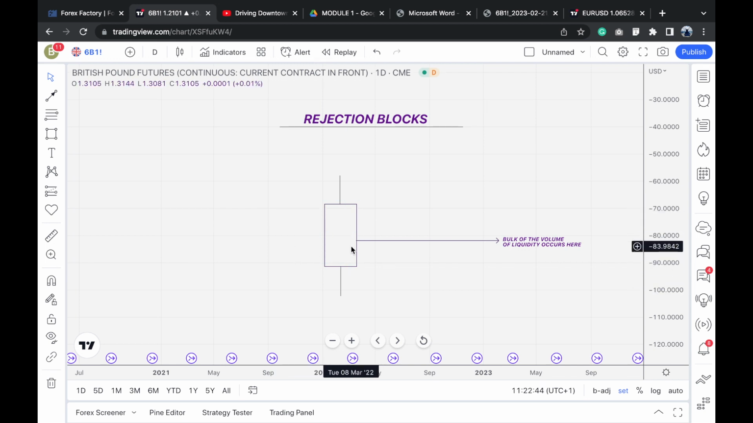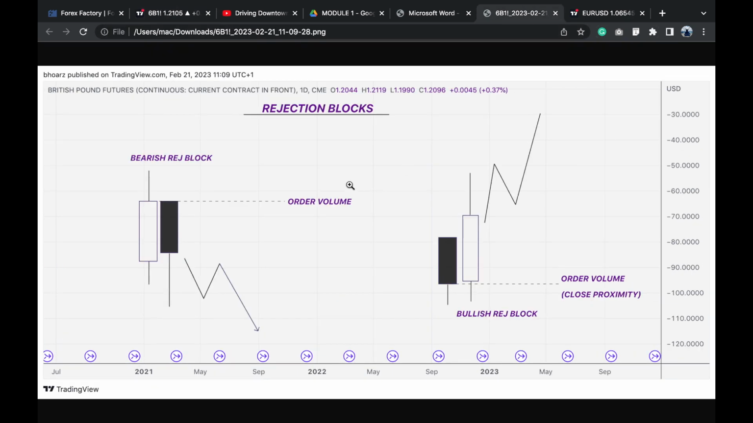Now if you went back to the previous video where I talked about mitigation block, you will hear me talk about the body of the candle, and also when I talked about other blocks, I also talked about the body of the candle, and I mentioned the bulk of volume being done inside the body of a candle. That's the same thing with rejection block. Now I'm not saying this is a rejection block, but you need to understand why rejection blocks are the way they are. Now going into this is what a rejection block looks like.